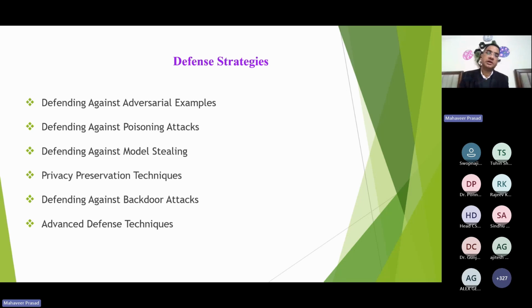So these are basically the main defense strategies: defending against adversarial examples, defending against poisoning attacks, defending against model stealing, privacy preservation techniques, defending against backdoor attacks, and advanced defense techniques. So these are basically techniques we will see in detail.